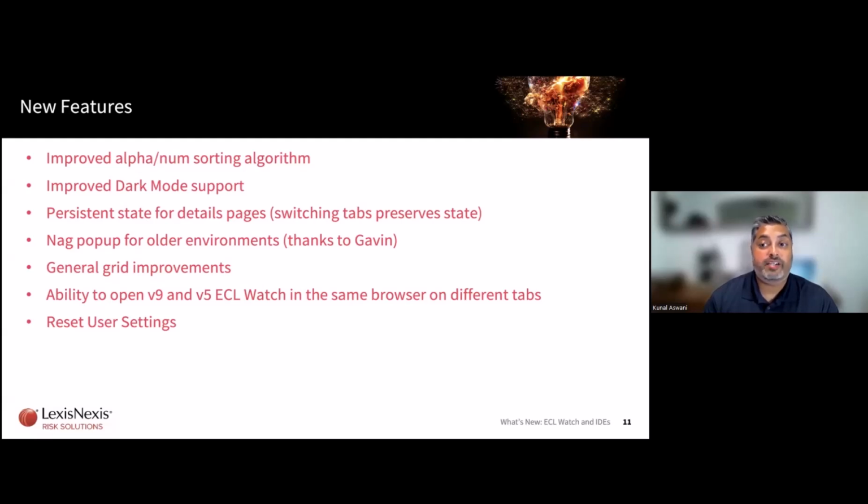You'll notice that we've added a persistent state for details pages, meaning that when you switch tabs, your state is preserved, which helps streamline your workflow. Thanks to Gavin, we've also introduced a nag pop-up specifically for older environments, ensuring users are aware when they're working in outdated versions. Beyond that, we've implemented general grid improvements to make data management smoother.